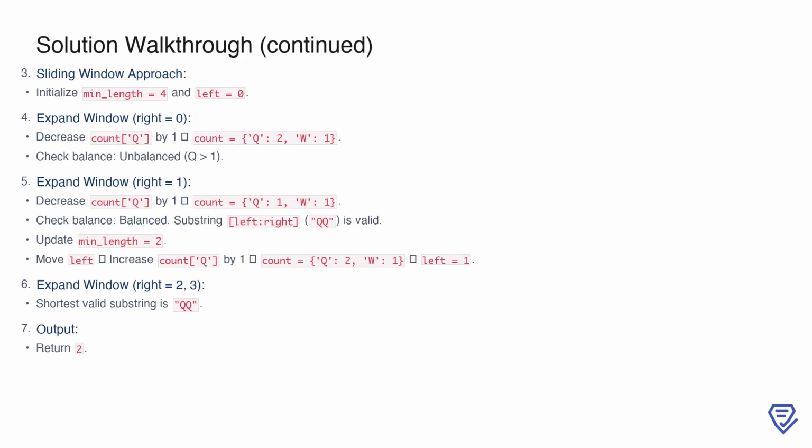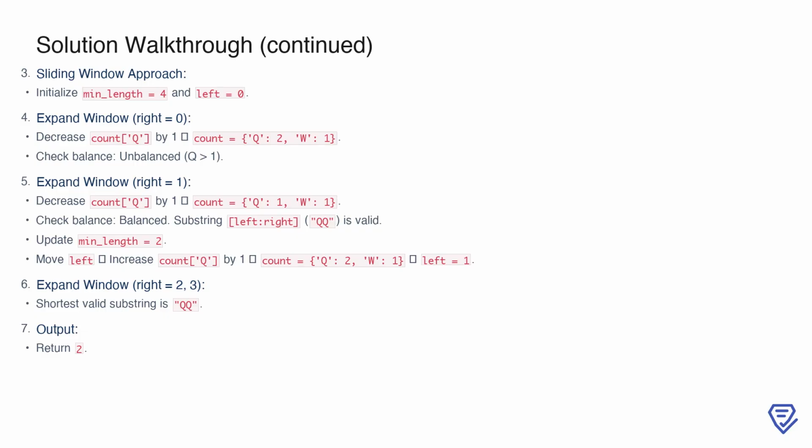Using the sliding window approach, we initialize min_length to 4 and start with left at 0. At right equals 0, we decrease the count of Q by 1, reducing it to 2, but the string remains unbalanced because Q still exceeds the target. At right equals 1, we decrease the count of Q again, bringing it down to 1, which achieves balance. The substring, left to right, or QQ, is now valid. We update min_length to 2, as this is the shortest valid substring found so far.